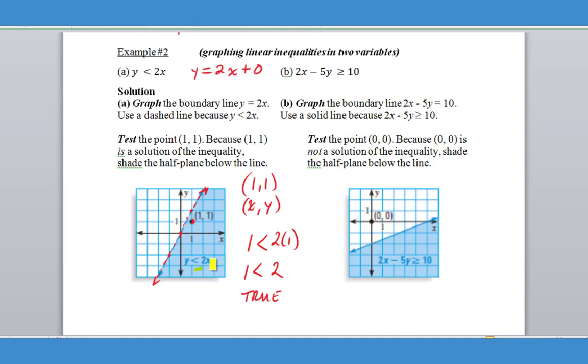And then we would simply come in here and shade in all the parts on that side of the line. So you can see that the process here is exactly the same as it was before. Now we're just dealing with more complicated lines. Now, part B has us in standard form.